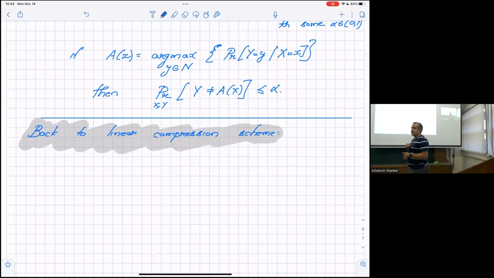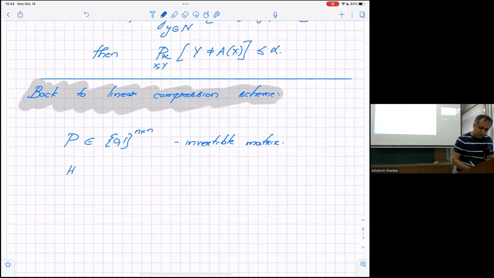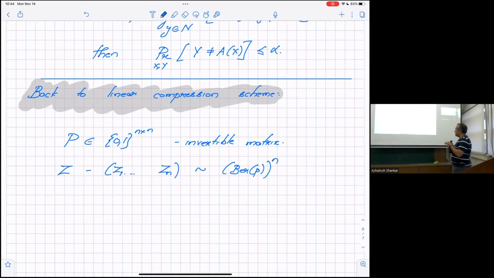So we need to come up with this matrix H, which is a good linear compression. Let's, to begin with, say we're not having a compression thing. Let's think of P in {0,1}^{n cross n}. Let's think of it as an invertible matrix. For the rest of the discussion, Z, which is n bits, Z1, Z2, up to Zn, will always come from the Bernoulli P distribution. I'll use the random variable Z to indicate this; it will eventually be the noise for us, but this is the string that I want to compress, and I want to compress this to Pn bits.